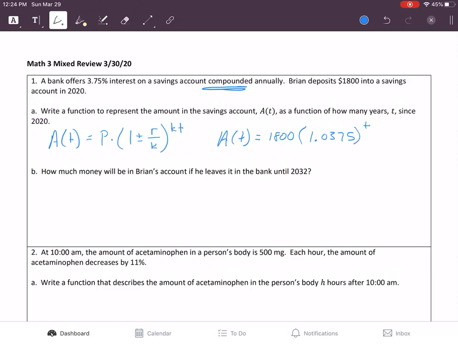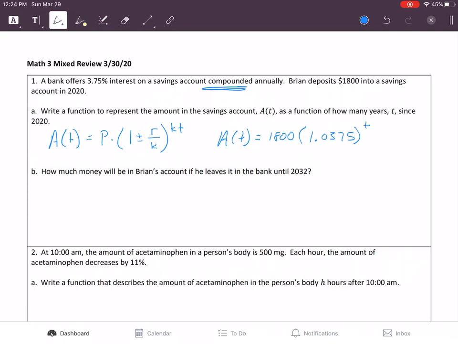Now you'll notice we got rid of the k in the problem, because it's annually, so it's just once a year. So the k is a 1, so we don't really need it in the problem. If we had every month, then the k would be 12. If it was every week, it would be 52, and so on and so forth.